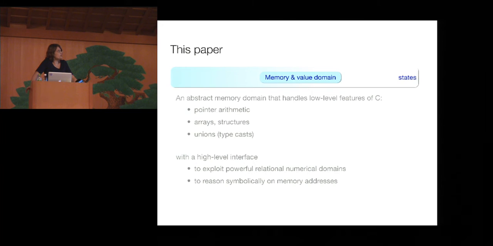This abstract memory functor handles the low-level features of C that are pointer arithmetic, arrays with cells, and structs with fields. And it also handles unions, including performing typecasts between values. This abstract memory functor is integrated into the Verasco analyzer, so we stick to the high-level interfaces that were previously defined in this analyzer. And so we can exploit powerful relational numerical domains that existed in Verasco, and we can also reason symbolically on memory addresses using these domains.